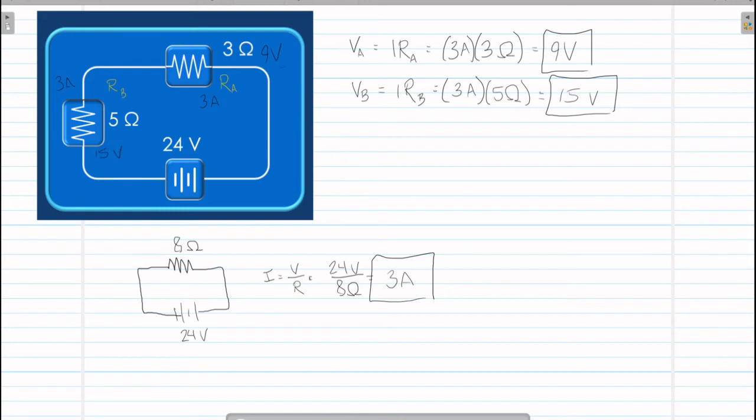We can check our work by adding up the voltage across resistor A and resistor B, and if we've done everything correctly, it should add up to the total voltage of the battery, and it does. 9 plus 15 is equal to 24, so that's just a good indicator that we've done everything correctly and got the answer we were supposed to get.